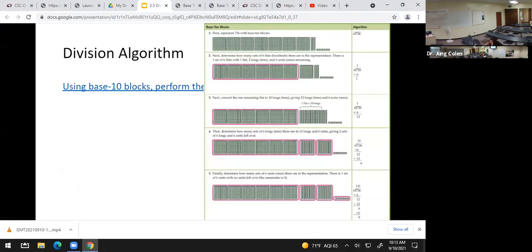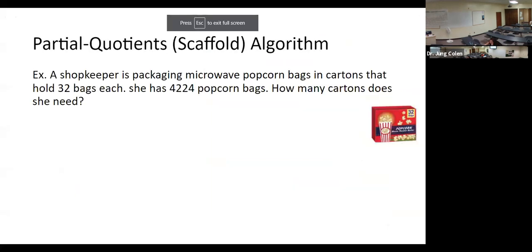What's happening? We can also do partial quotient. Do you guys remember partial sum and partial product? We can also do the partial quotient with scaffolding.